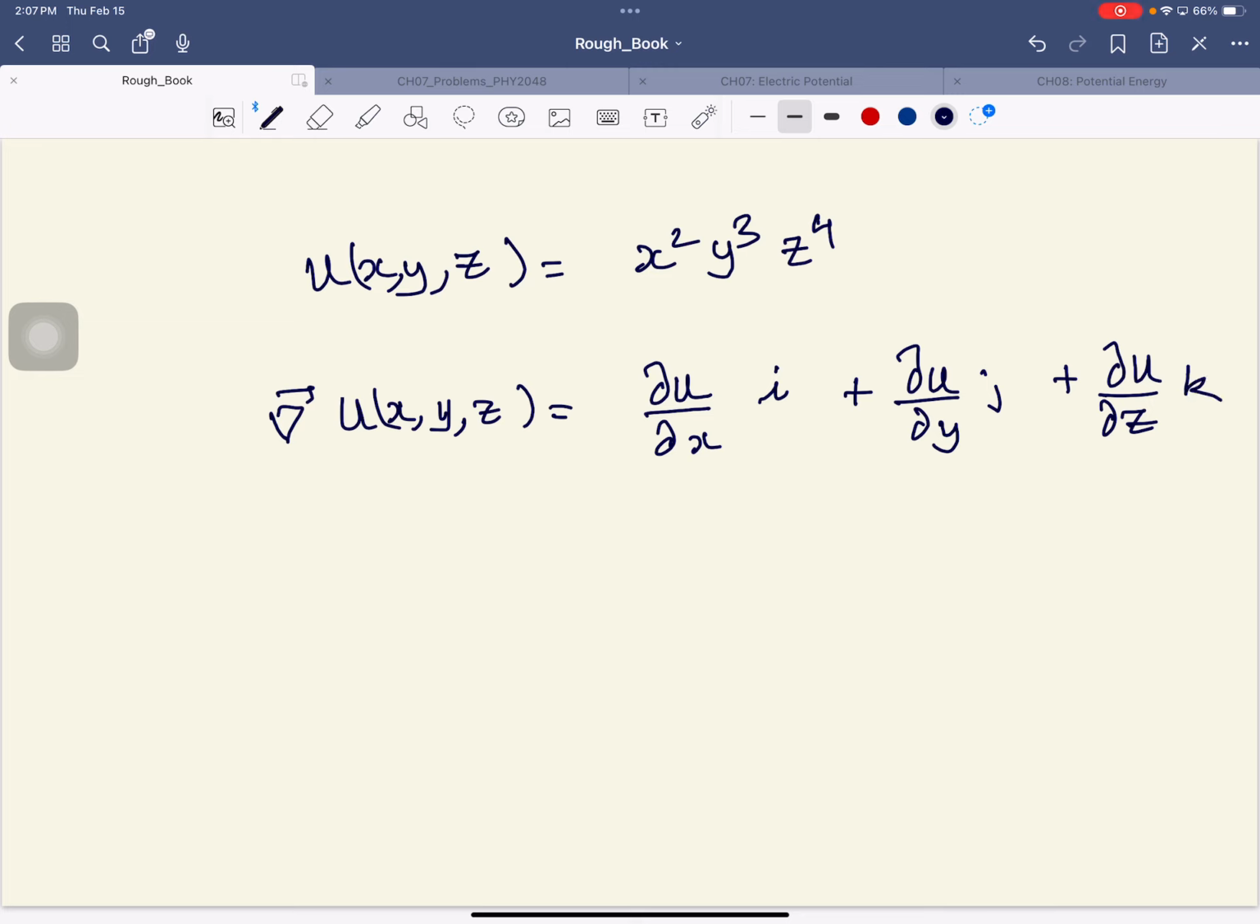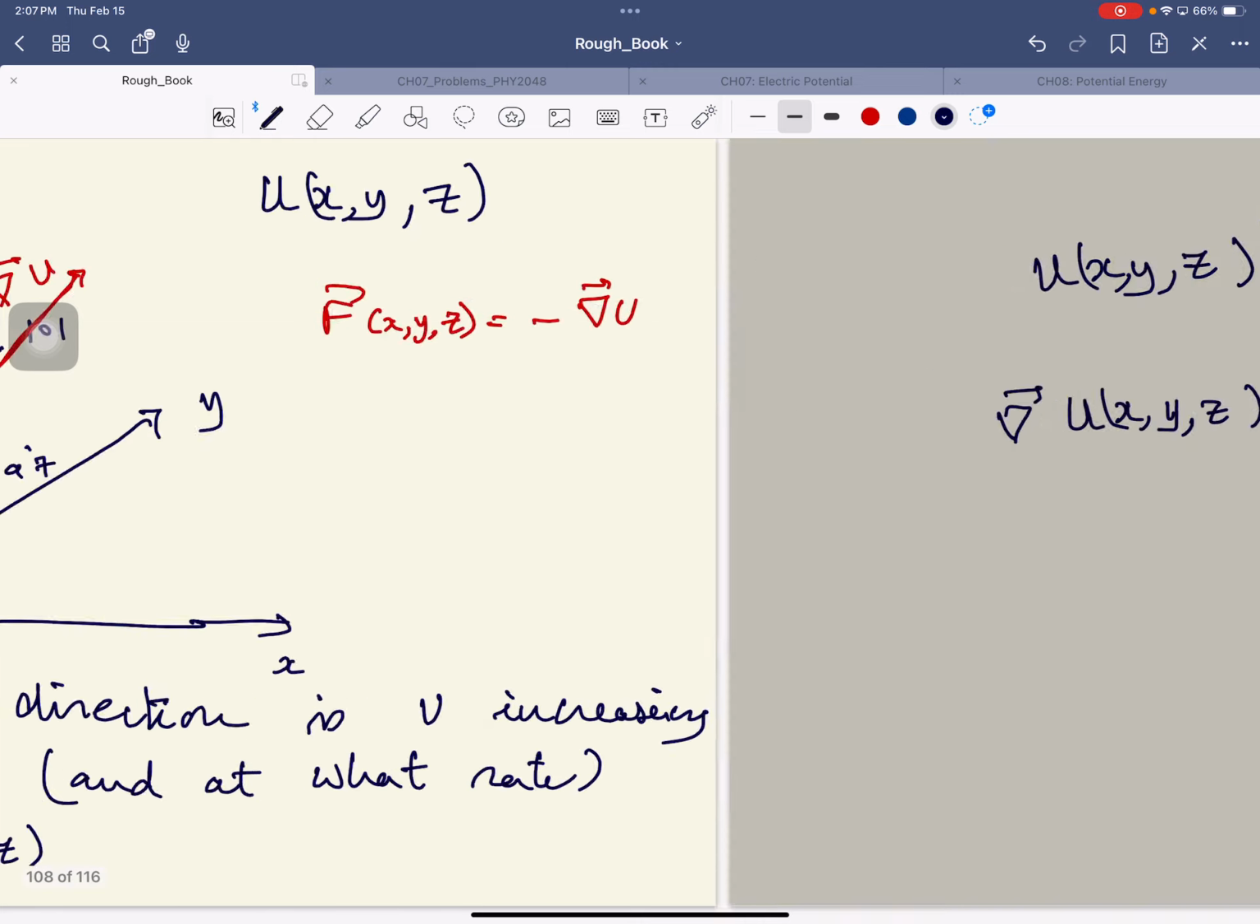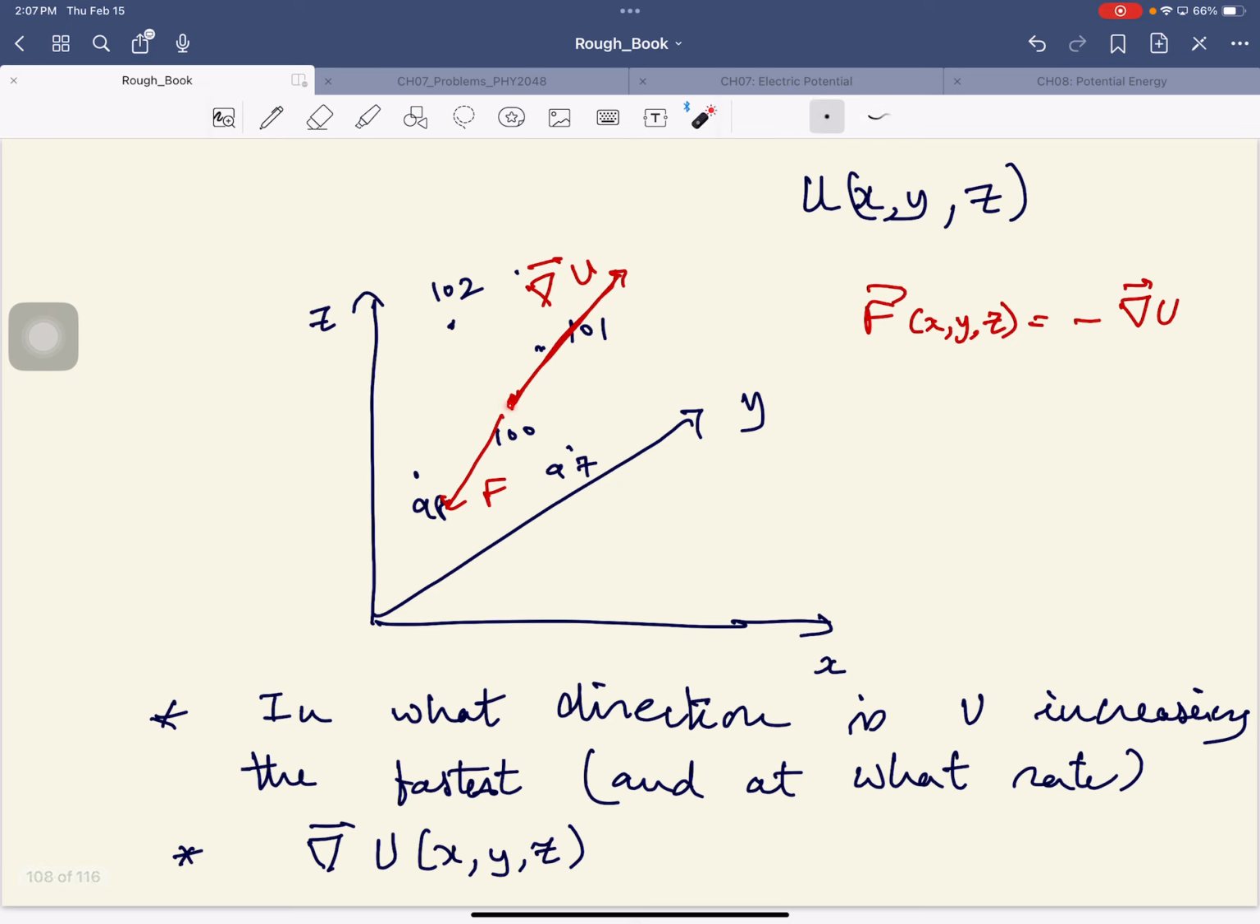What does this guy mean? Del u by del x. What does it mean? What that means is the following. If you're at this location, how does u change if you move parallel to the x-axis? You can calculate that at any location. So del u by del x means how does u change as you move parallel to the x direction? Okay.